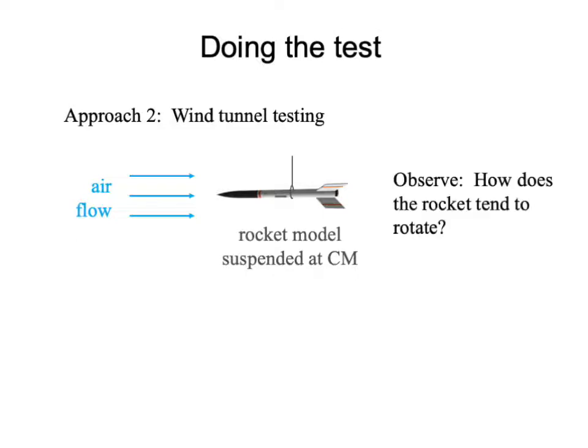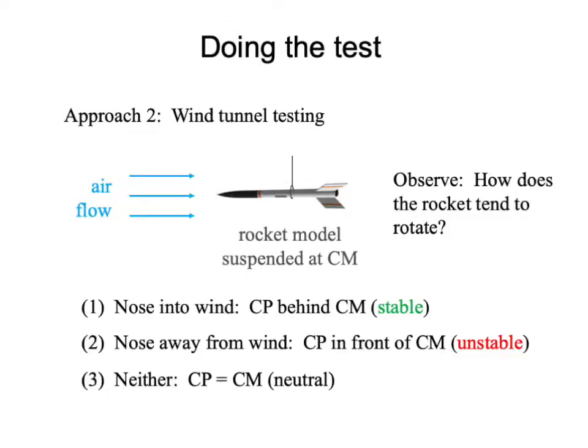You observe how does the rocket tend to rotate in the airflow? And of course, there are three possibilities. It may be that the rocket tends to rotate so that its nose goes into the wind, and that would mean that the center of pressure of the rocket is behind the center of mass, and the rocket will be stable in flight.